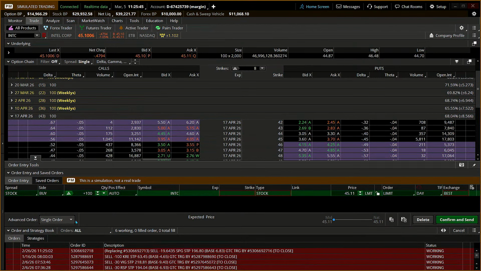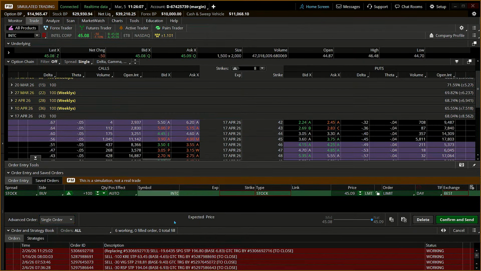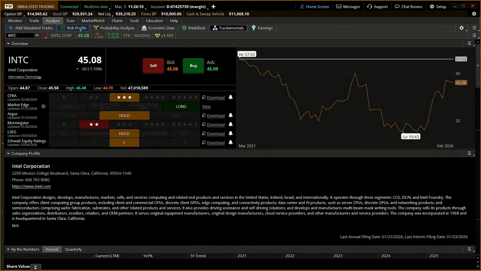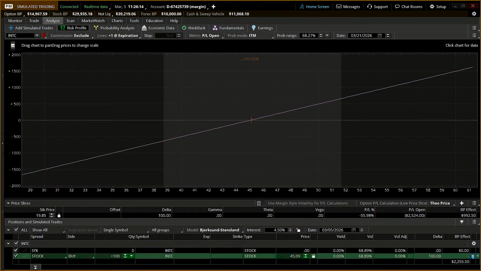Right there. Now, what we want to do is go to where it says advanced order, single order. We're going to do this in sequence. Number one, we want to buy those shares. Number two, we want to sell a call and buy a put. Now, I'm just going to show you something, and this sometimes blows people's minds. If we were to diagram this stock position, it would just be a diagonal line.